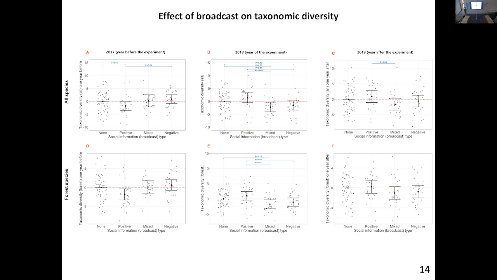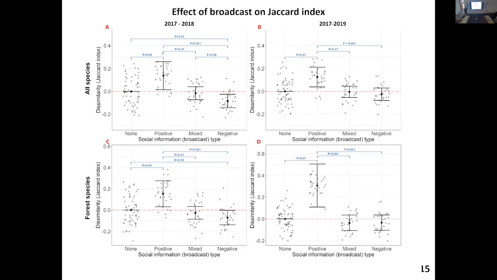And if we look at the next set of graphs, this is the Jaccard index. As I mentioned, it's the turnover of species between years, and we can see two things. First of all, this is the difference between 2017 and 2018, and this is from 2017 to 2019. Once again, the positive social information, those songs of a song thrush, resulted in more species coming. So there was a bigger species turnover.